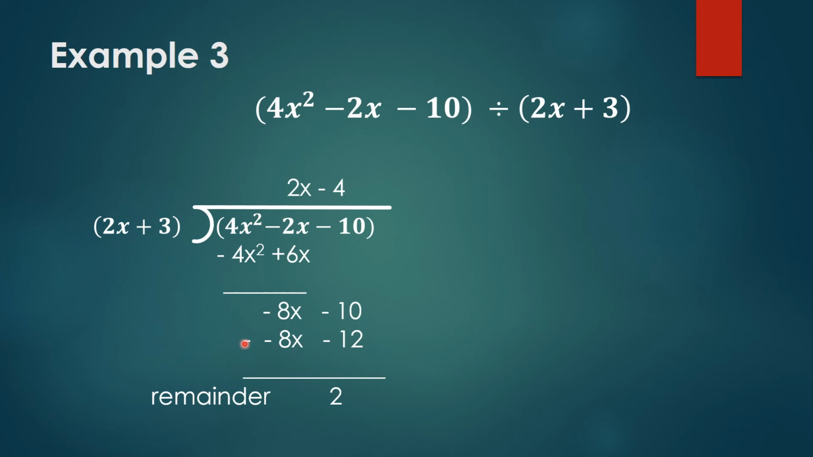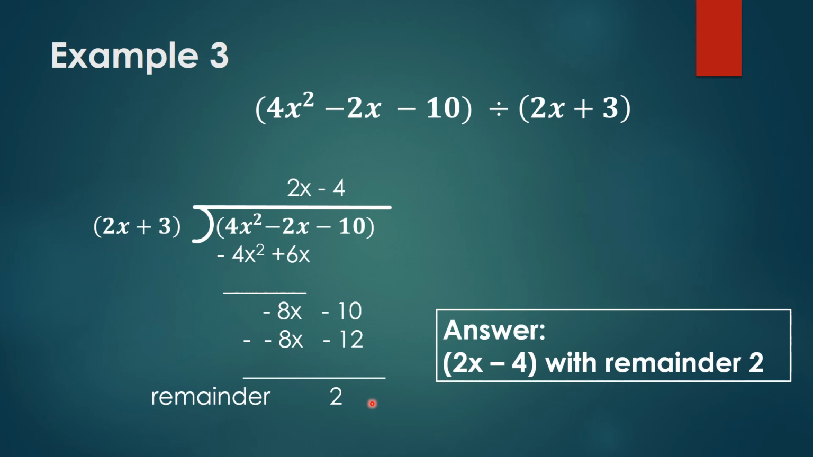And then I have a subtraction sign out here. Don't forget, you subtract a negative 8x. Two subtractions makes a plus. Negative 8x plus 8x is 0. Negative 10 minus a negative 12. Minus a negative is a plus. So negative 10 plus 12 is 2. So this time it's a little different because your remainder is 2. So your answer is in fact 2x minus 4 with remainder 2.